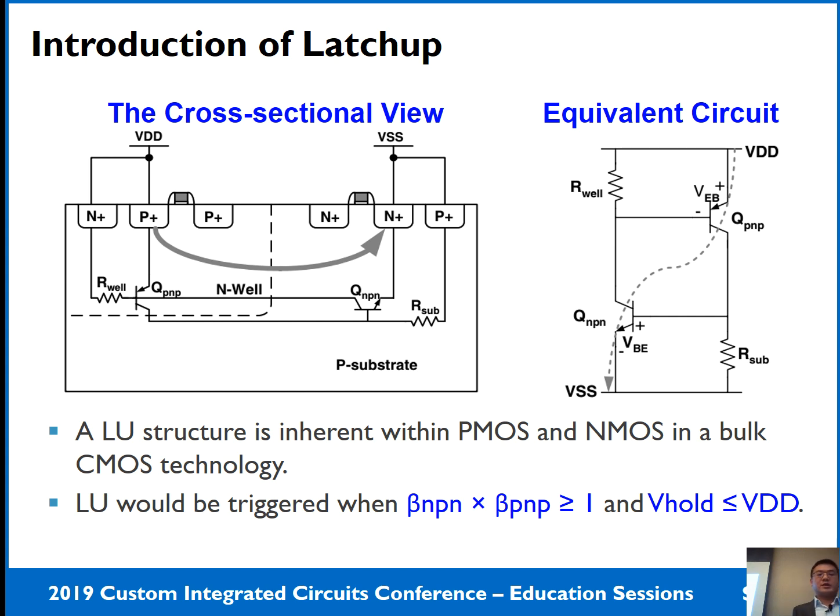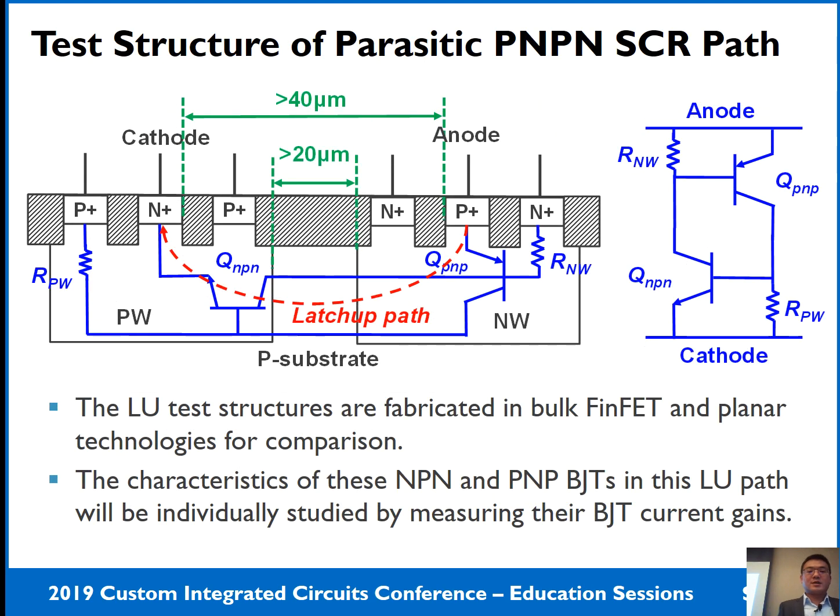Then the latch-up criteria: once it's triggered, in order to stay in the latch-up state, there are 2 criteria. The first one is that your NPN and PNP bipolar gain product needs to be larger than 1. The second is that your holding voltage needs to be less than your operation voltage VDD. Then this structure will stay in the latch state. So we further studied this parasitic PNP and SCR latch-up path in the FinFET technology, and also compared it with the similar structure in planar technology.